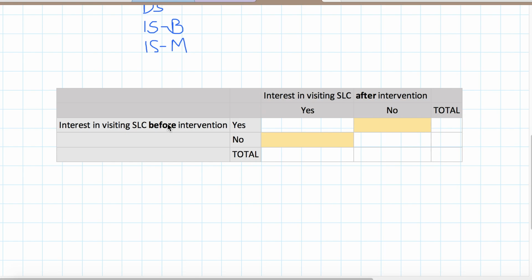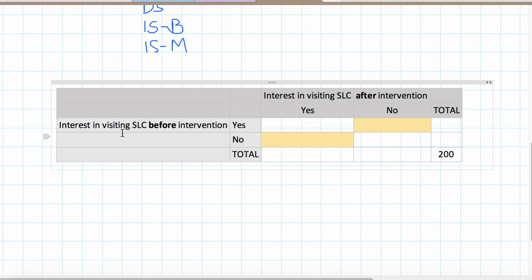And then we had them watch a show of some kind. After the show, we asked them the same question: are you interested in visiting Salt Lake City? Because they're the same people, we had 200 people answer before the intervention, yes, no, and the same 200 people answer afterwards, yes, no. And what we're really interested in knowing is about the change.